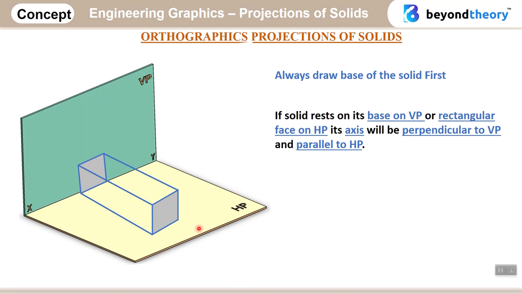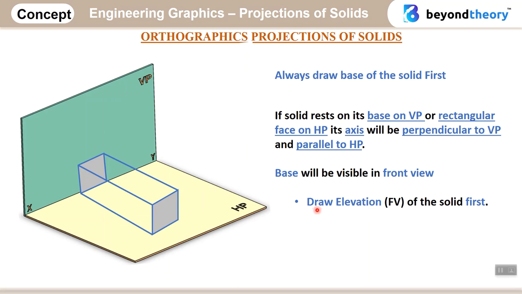And when we draw the orthographic projection of this solid, we will be able to view the base only in the front view. So, whenever the axis of a solid is perpendicular to VP and parallel to HP, we have to draw the front view of the solid first. Then only we will be able to draw the top view of the solid.